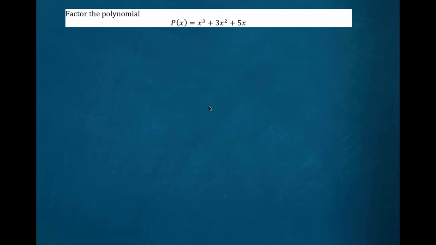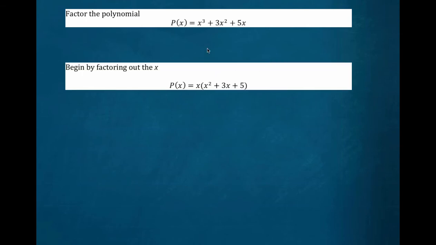Factor the polynomial p of x equal to x cubed plus 3x squared plus 5x. We should begin by factoring out the x. We see that we have an x in each term. So we'll factor that out and we'll be left with x times x squared plus 3x plus 5.